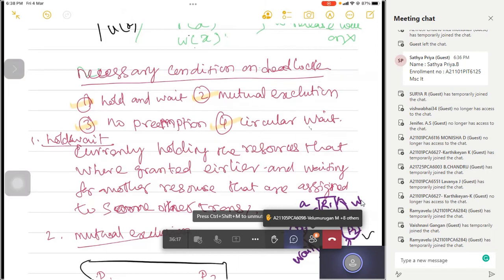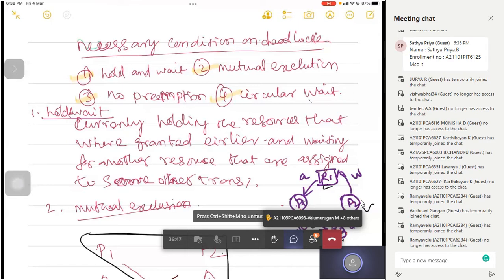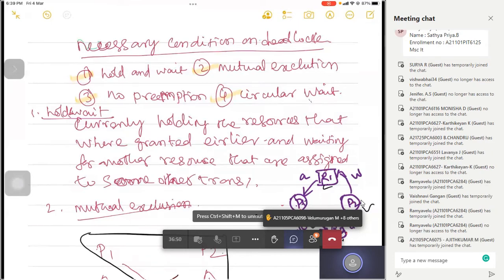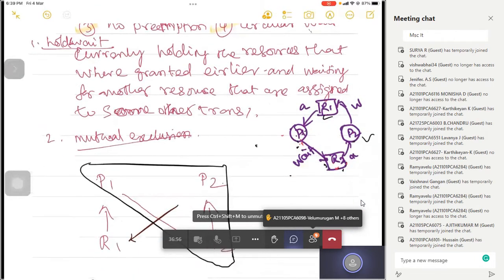What is the hold and wait condition in deadlock? It is currently holding the resources that were granted earlier, and waiting for other resources that are assigned to some other transaction. What I said earlier: R1 is allotted to P1, but P1 is waiting for R2, and R2 is already allotted to P2. That is the hold and wait state. At this time a deadlock may occur.